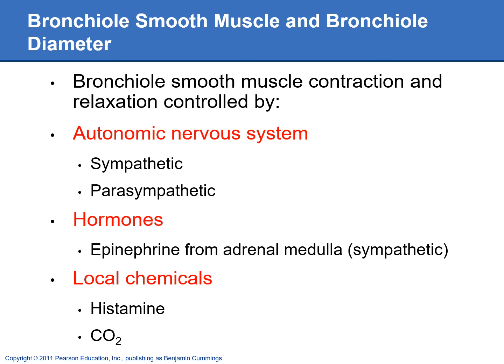And then some local chemicals that are released in the area of the bronchial smooth muscle can also affect contraction and relaxation. Histamine, which is released from some of the white blood cells, will cause bronchoconstriction. And then carbon dioxide. High levels of carbon dioxide will cause bronchodilation, and low levels of carbon dioxide will cause bronchoconstriction. And we'll look at that in Chapter 17.